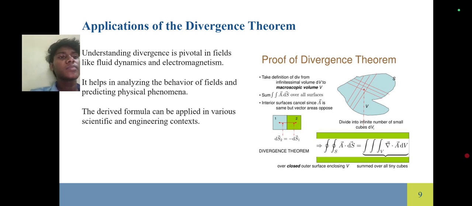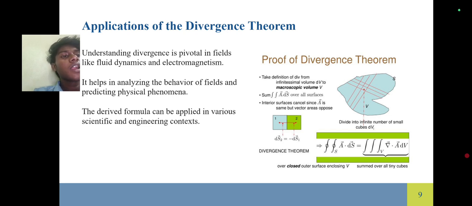Proof of the divergence theorem: take the definition of divergence from an infinitesimal volume dV to a macroscopic volume, a double integration of A dot dS over the surface. The interior surfaces cancel, since A is the same but the area vectors are opposite. Here is a plane. To use the divergence theorem, the volume is divided into an infinite number of small cubes, and using the divergence formula we find the divergence theorem, and equalize the formula to get the values.